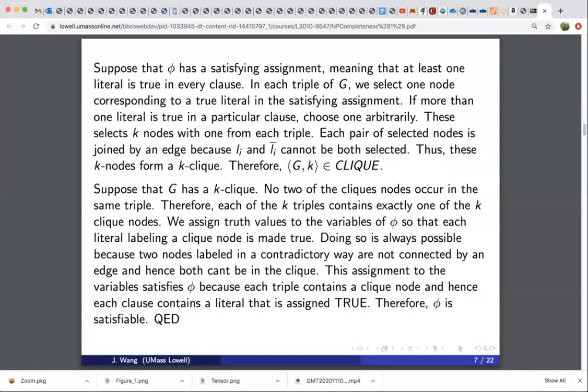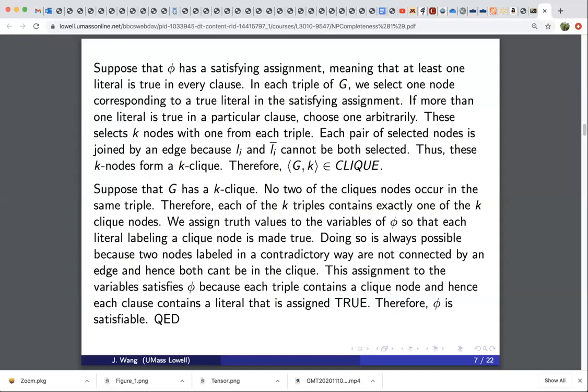Okay, so that is one direction. The other direction: now suppose that G has a K-clique. What does that mean? That means you can simply set the nodes on that clique to be true, to make each clause have a true literal. So this is also pretty straightforward.